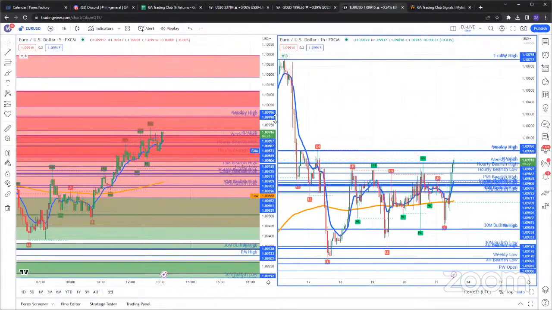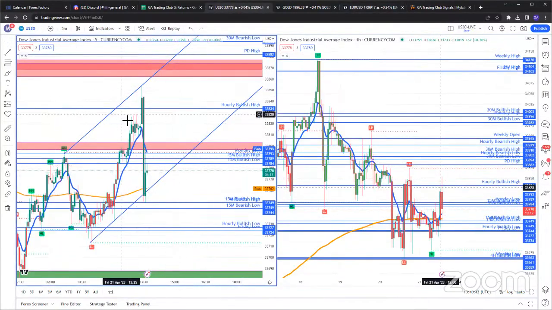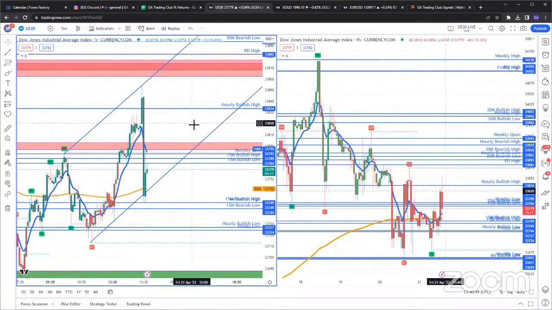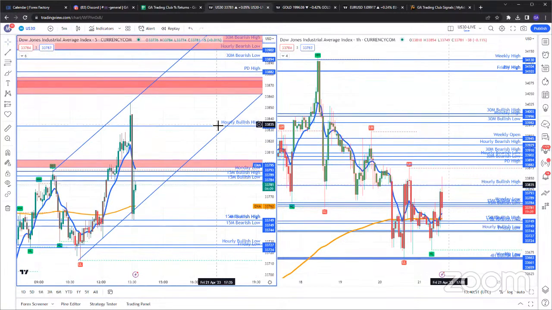But keep in mind, EU for me is a sell. But I would rather sell around the 1.10 area. So for US 30, we need these trend lines to be established as static trend lines. For now, they're just hanging trend lines. We have an hourly bullish high, hourly bullish low here.